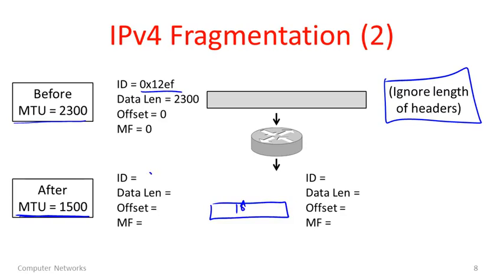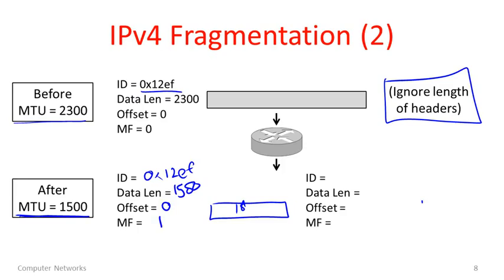Let's fill in these fields. For the identification number, we just copy that, 12EF. The data length, I told you we'll try and send 1500 bytes. That's what we'll send in the first fragment. The offset is going to be 0 for the first piece. The more fragments flag will be set to 1 to indicate there is something coming.